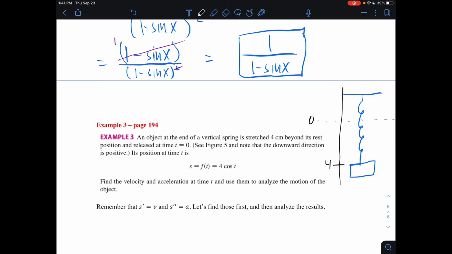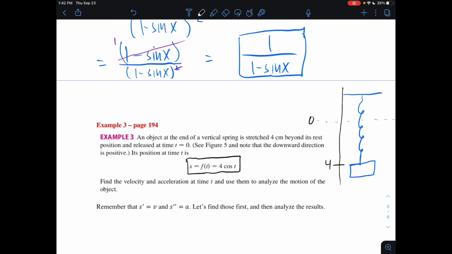So we've stretched that. Now, if we think about what would happen if we release this, the weight would go up. And if no other friction was acting on this, like air resistance or gravity or anything else like that, it would just keep moving up and down. So therefore, its position at time t can be modeled by a cosine function. And in fact, here it is. S standing for position, it's a function of t, and that function is 4 cosine t. That gives us the position of the weight at any time t.